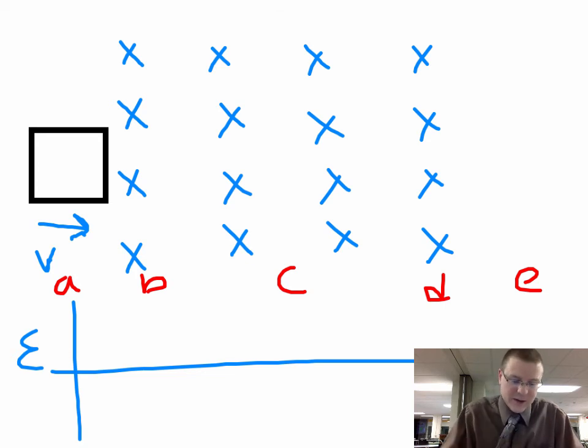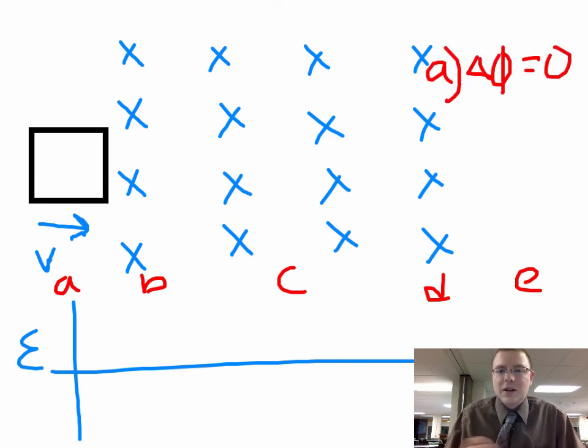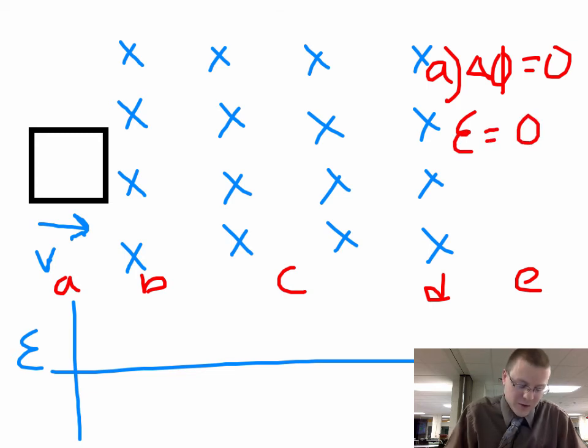So in the beginning here, there is no flux. There's no magnetic field going through the loop. Change in flux is 0. So based on Faraday's law, the induced EMF must be 0. So for the first segment here, there is no voltage.